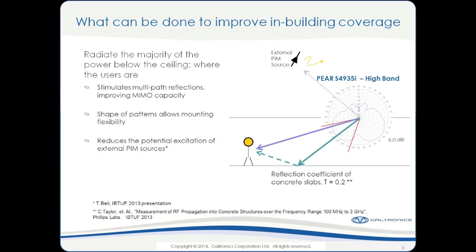This pattern shape that we've been designing to, we've called pear, and the term pear comes from this: if you look at this pattern shape versus a dipole, if you look at the cross section of a dipole, it looks like an apple. If you look at the cross section of what we're designing for, it looks more pear shaped, where the bottom lobes receive more power. Okay, so three things: we're radiating power below the ceiling, we're trying to stimulate the multipath environment, because that is required to give high order modulation, high order capacity in MIMO systems. And then finally, we're trying not to excite external PIM sources to the antenna, which may be located in the plenum space.